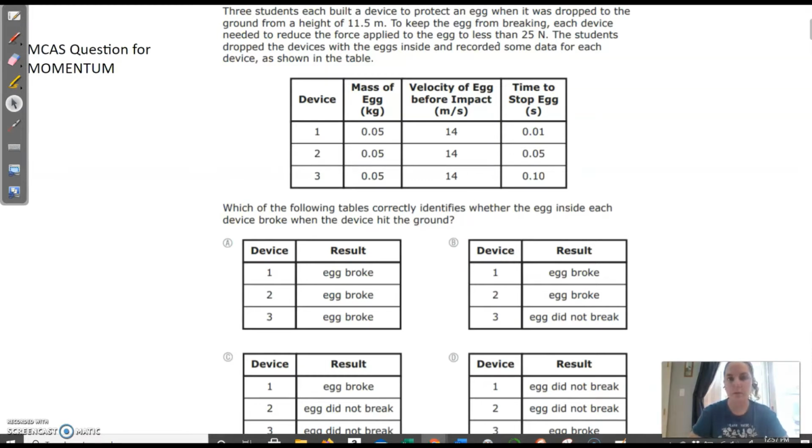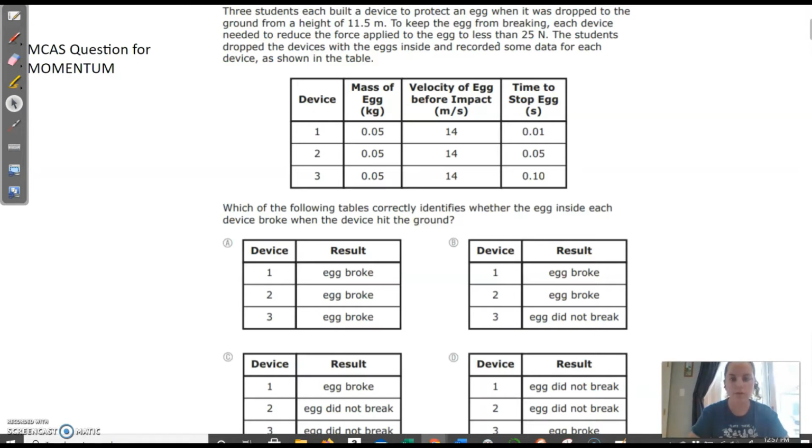height of 11.5 meters. To keep the egg from breaking, each device needed to reduce the force applied to the egg to less than 25 newtons. The students dropped the device with the eggs inside and recorded some data from each device, as shown in the table. So we have 3 devices, 3 masses of the eggs, 3 velocities, and 3 times to stop that egg.